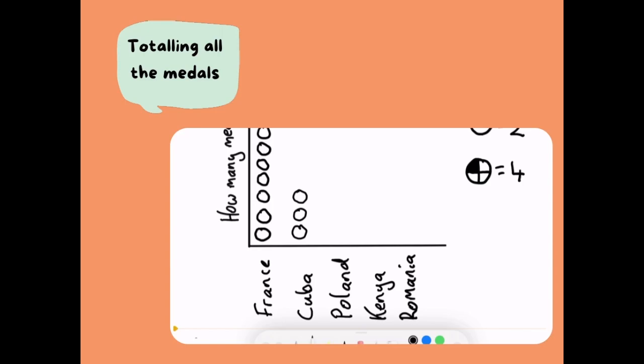So again, it's going to be really hard for me to draw. But I'd have to almost do it like that, leave that quarter out, and have my 15. I'd go along then and do Poland, Kenya, Romania, and then we can use the picture graph to answer the questions on the rest of the sheet.